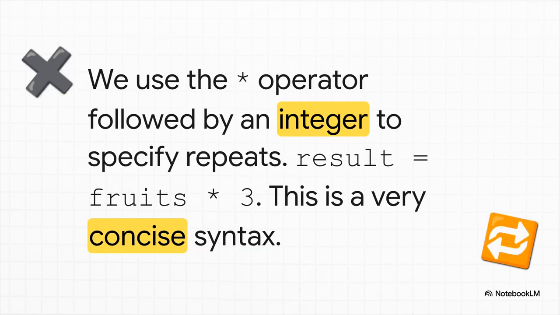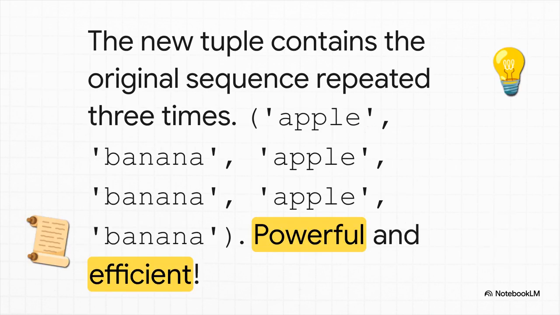And the syntax here is just as clean and simple. We take our fruits tuple and we multiply it by a number, in this case 3. That number is basically you telling Python, hey, I want the sequence inside this tuple to be repeated exactly this many times. And here is our result. The new tuple contains that apple-banana sequence repeated 3 times in a row. Now, think about how incredibly efficient this is. You can generate really long repeating patterns with just this one simple line of code, and you completely avoid having to write a more complicated loop.